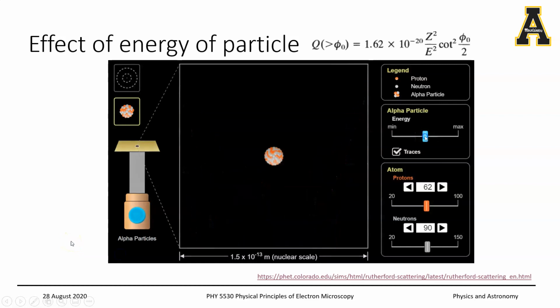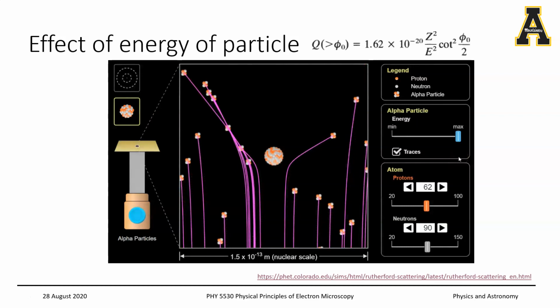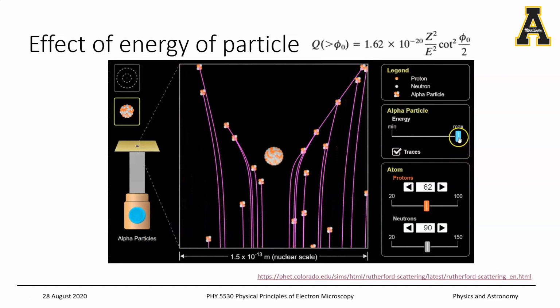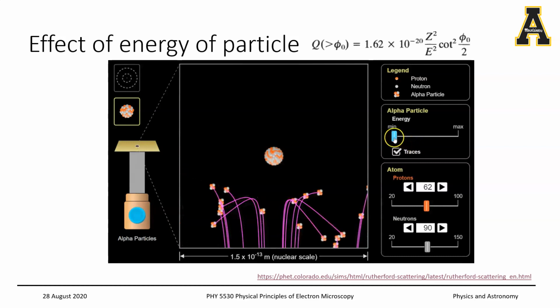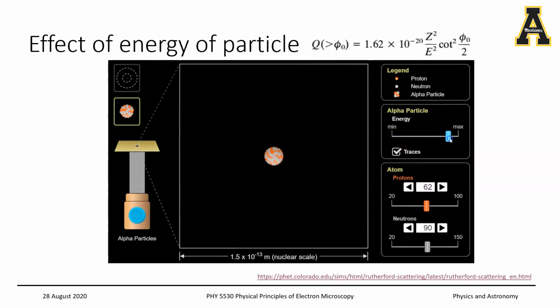This is an intermediate energy. Now I'm going to increase it. So here are the incoming electrons. Well, in this case, it's alpha particles, but you get the idea. And now if you decrease the energy, they are much slower and they are unable to approach the nucleus at all. In fact, a lot of them get backscattered, right?